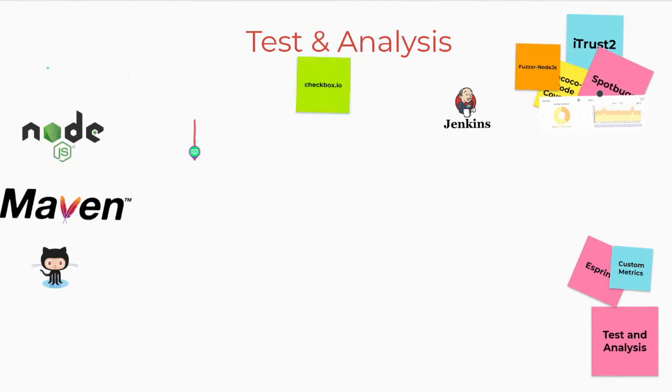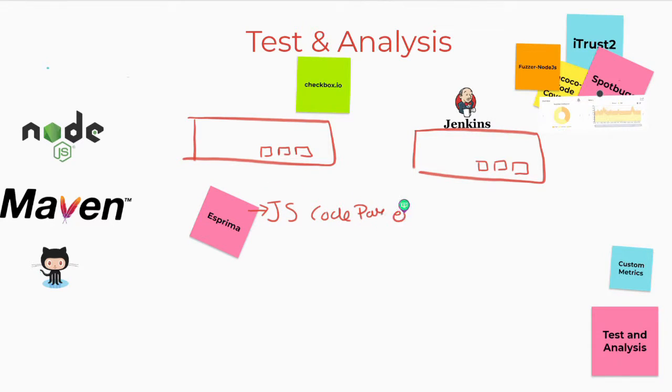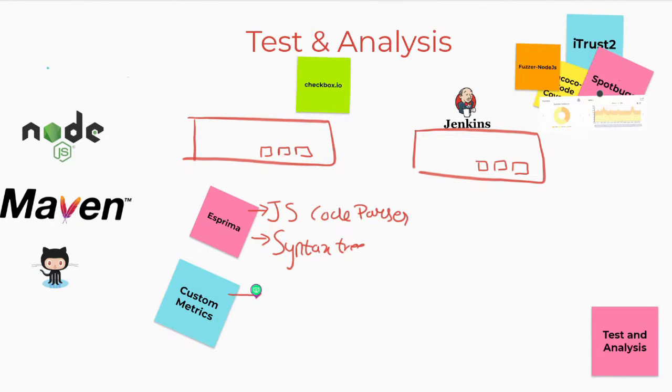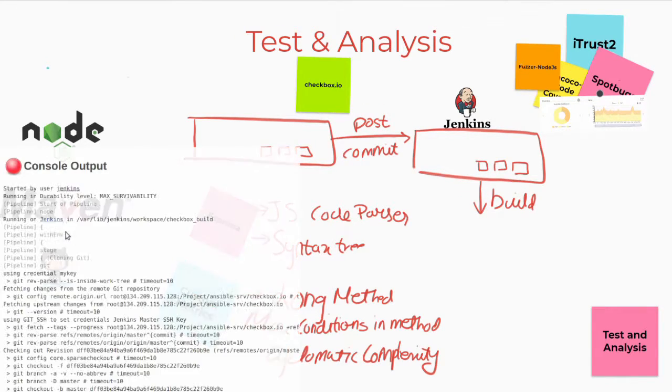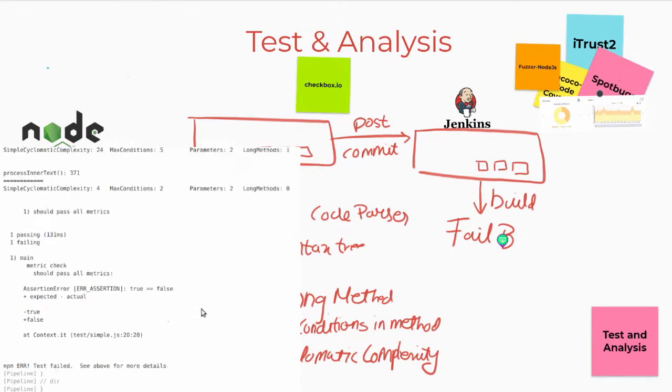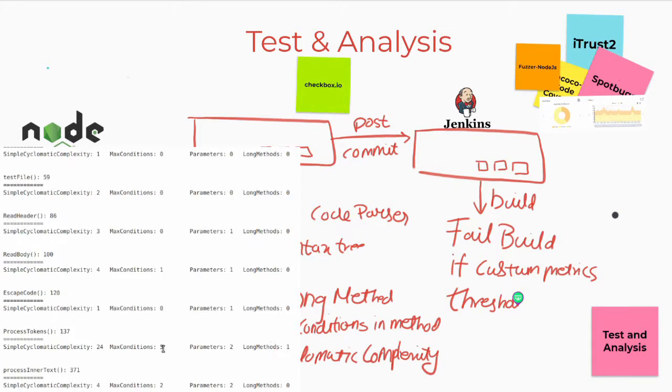Similarly, in Checkbox, we again have the Ansible server and Jenkins server. In the Ansible server, we configure Esprima, which is the JS code parser, and gives a nice syntax tree. We have set our own custom metrics of long method, max conditions in a method, and cyclomatic complexity. Once the code is committed, it triggers the post-commit hook, and the build starts happening in the Jenkins server. We fail the build if at least one of the custom metrics fails the thresholds.